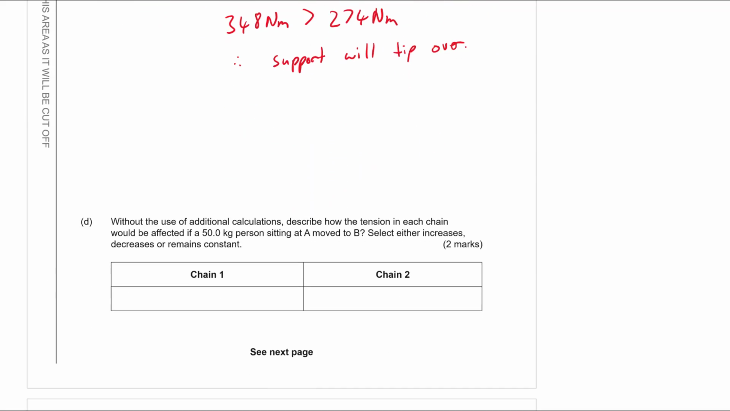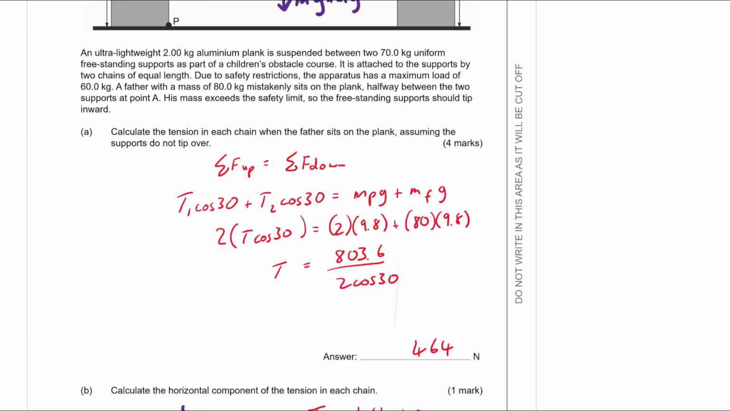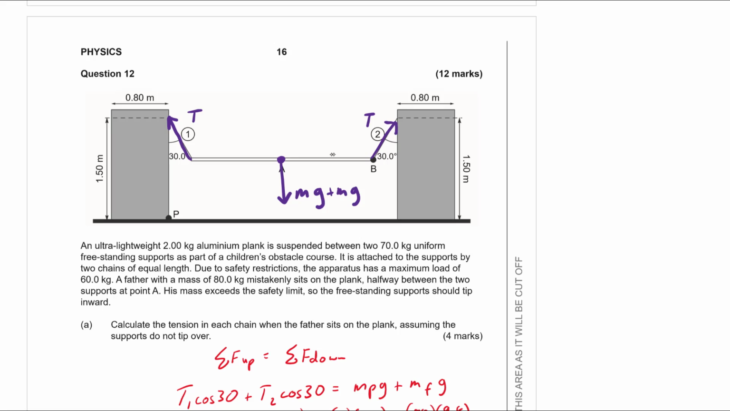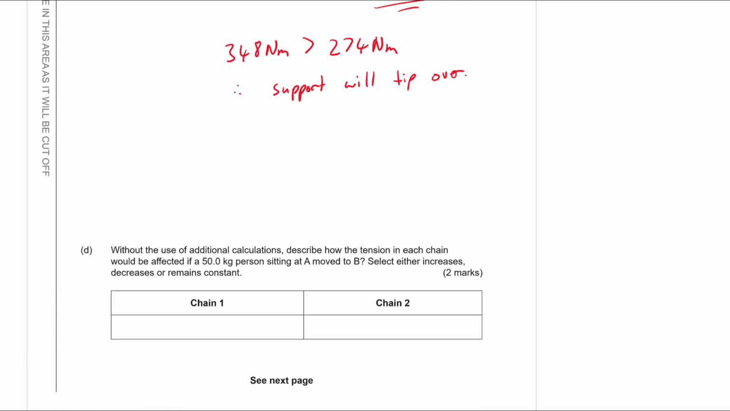And finally, it's asking, without using any calculations, describe how the tension in each chain will be affected if someone moved. They're lighter now, so you're not going to have any supports falling over. But what happens to the chains as someone moves from here all the way over here? Common sense will prevail here. You'd expect that if someone's moving from this location to this location over here at B, then B would start to experience a higher tension, and as you would also expect, the tension in this chain over here would decrease. So I would say that chain 1 would decrease and chain 2 increases.